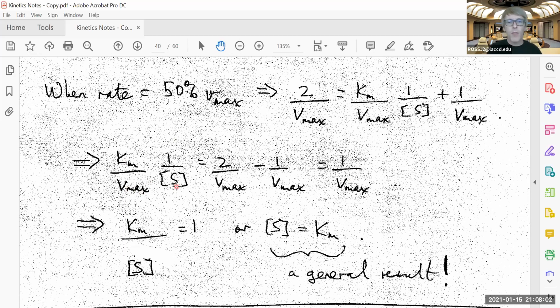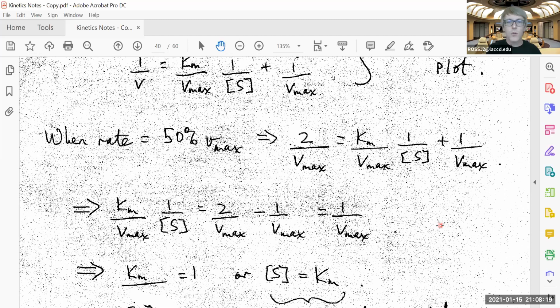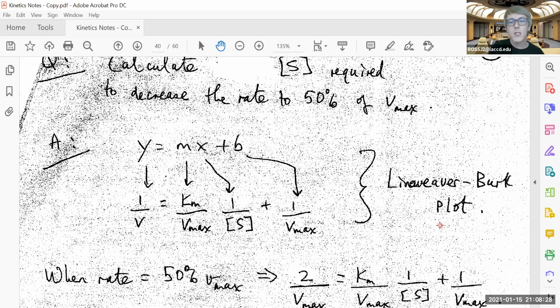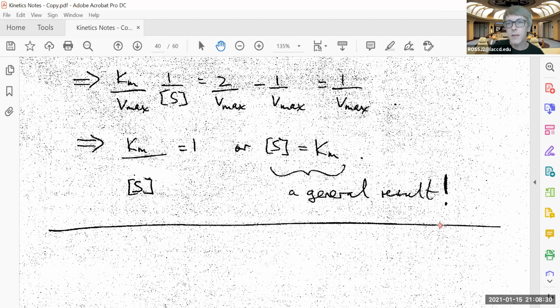We can see that they both have a Vmax in common, so we can get rid of the Vmax by multiplying through by Vmax. So we have this expression here, Km over S is 1. We just cross multiply. So Km is numerically equal to the substrate concentration, and this is a general result. To answer the question, the substrate concentration required to decrease the rate to half of the maximum rate is numerically equal to the Michaelis-Menten constant.